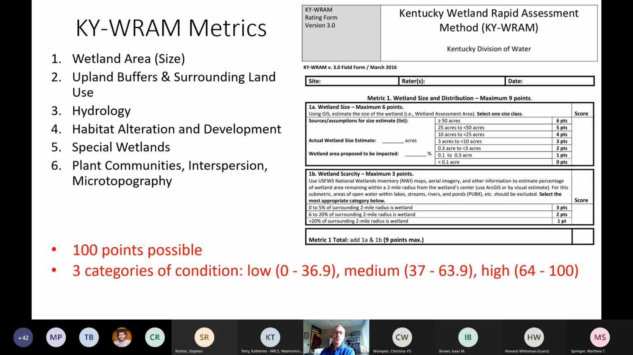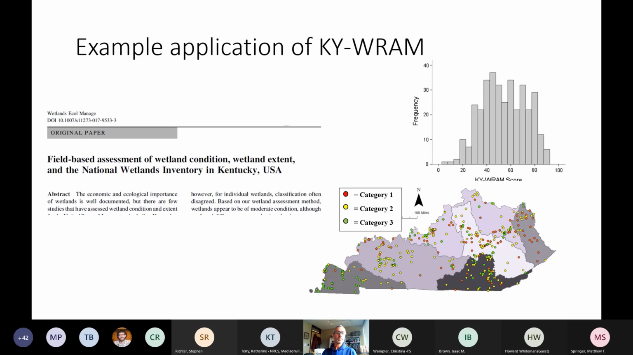So this method has been validated in multiple ways using other assessment methods, and it's out there, and you can contact me or Stephen Richter or Michelle Gaduli-Cook at DOW to learn more about it, to learn about the possibility for training sessions for this particular method, the rapid assessment method.